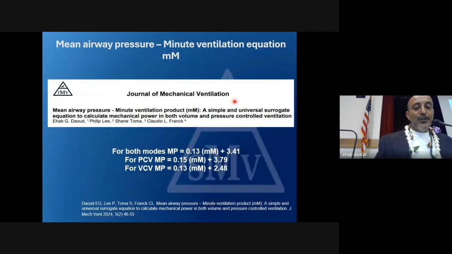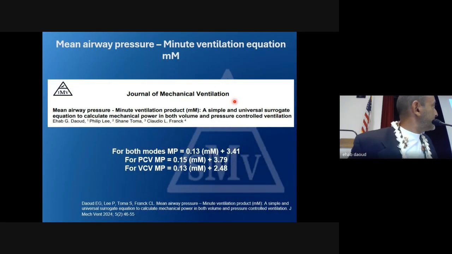Anyway, so some genius people came up with an equation and published it. This is also a bad joke.